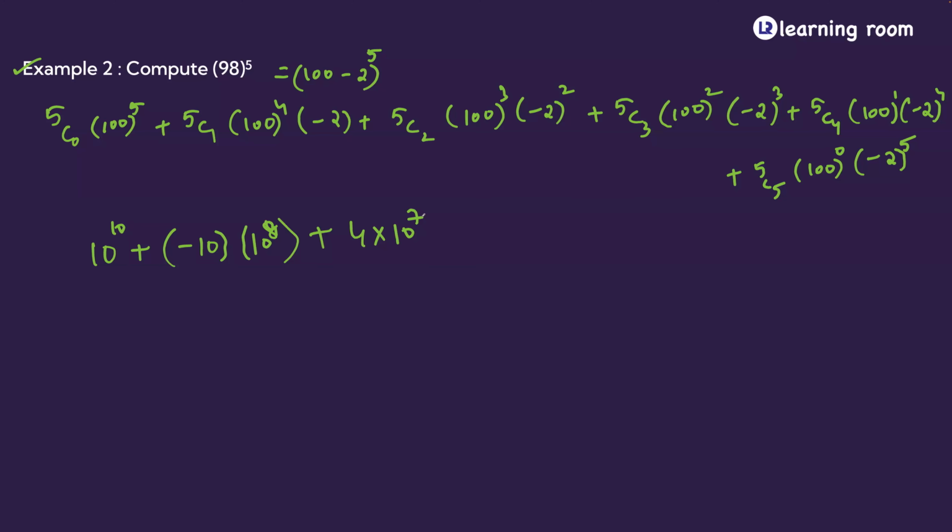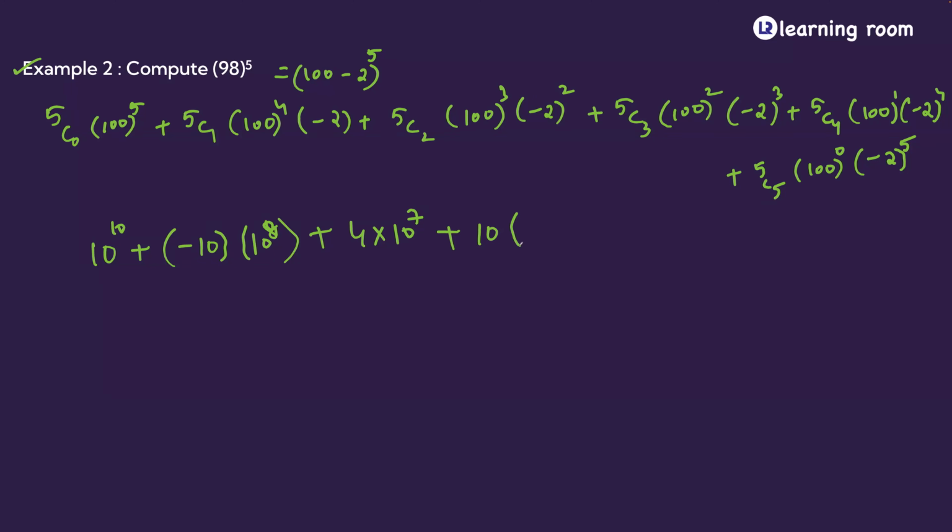Am I right? So it will be 4 into 10 power 7. Am I right? So 5c2 is 10. 10 into 4 is 40. 40 into 10 power 6 is 4 into 10 power 7. Right. Plus what is 5c3? 5c2 and 5c3 should be the same. It should be again 10.